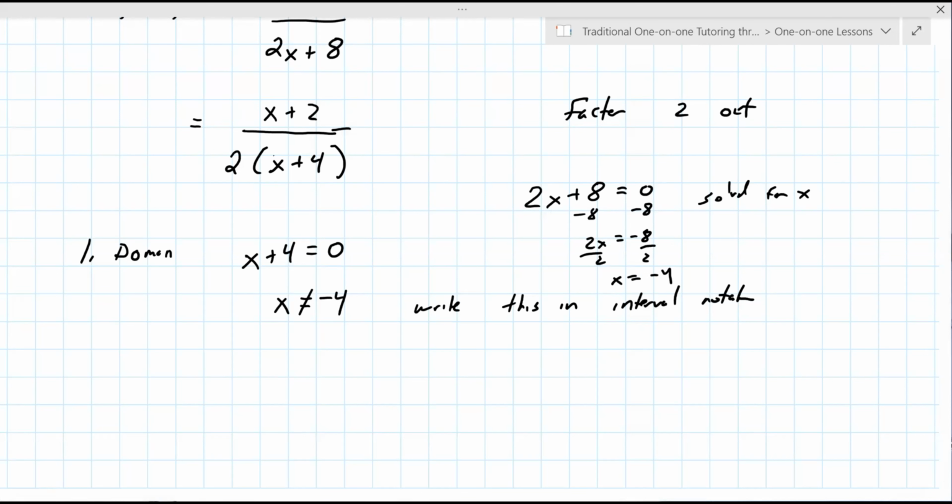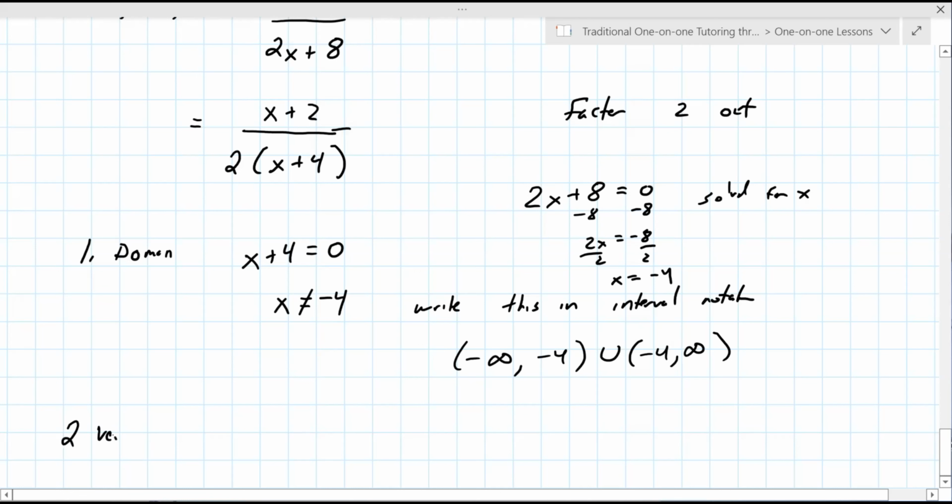So the domain would be -∞ to -4 in union with -4 to +∞. Very good. Okay. Next thing we're going to do are the vertical asymptotes. Now there could be more than one, but not in this problem. How do you find vertical asymptotes?